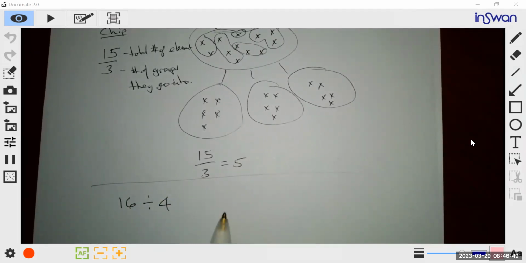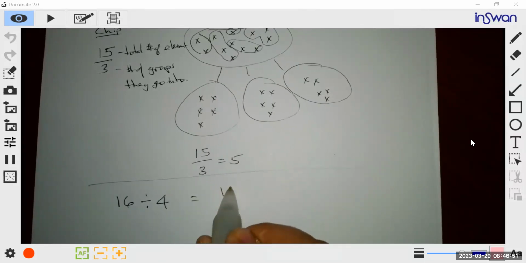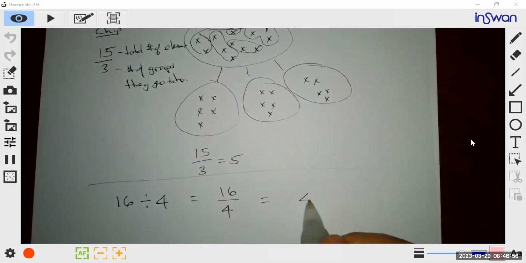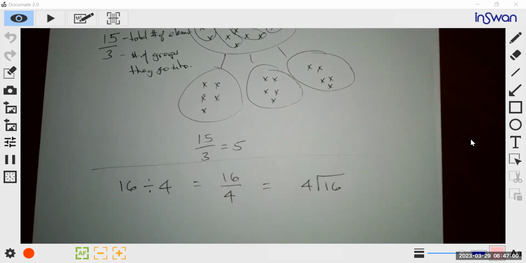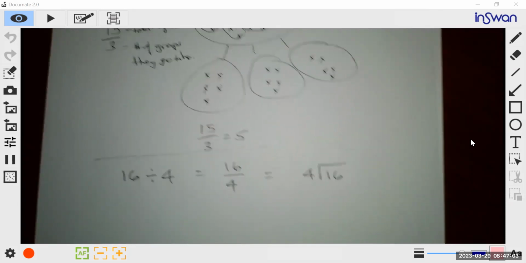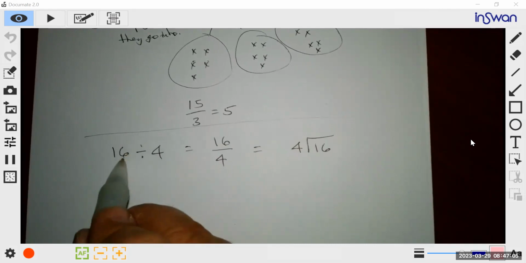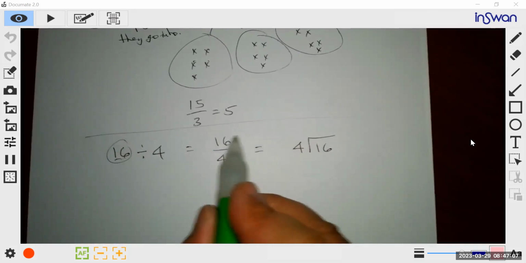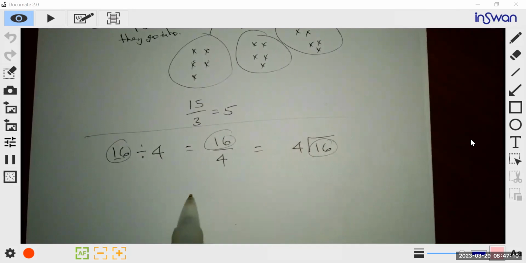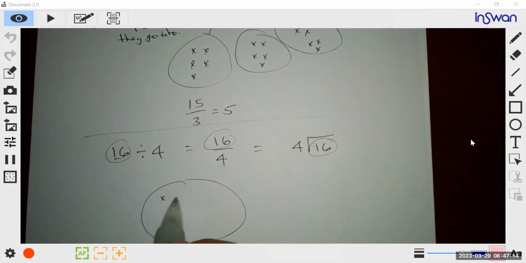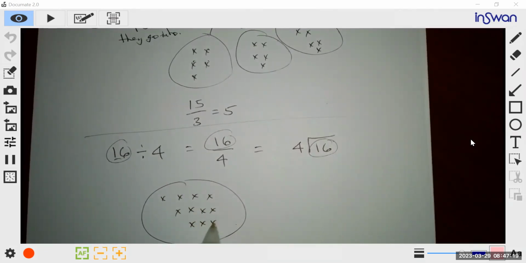16 divided by 4. This could also be written this way. Division has multiple ways of writing them. So again, the first number, or the top number, or the number inside here, tells us the number of elements we have. 1, 2, 3, 4, 5, 6, 7, 8, 9, 10, 11, 12, 13, 14, 15, 16.